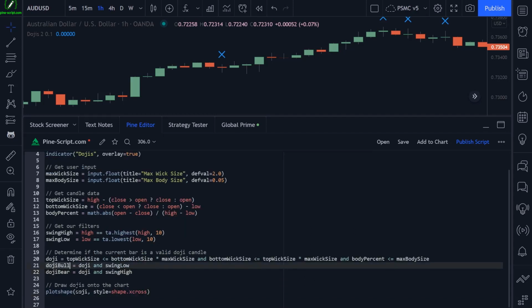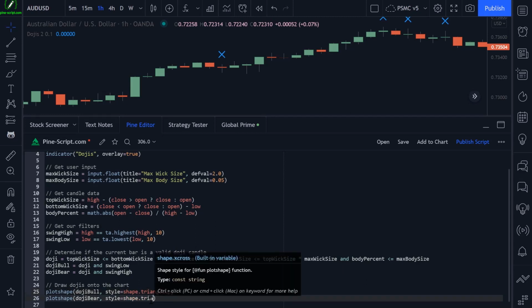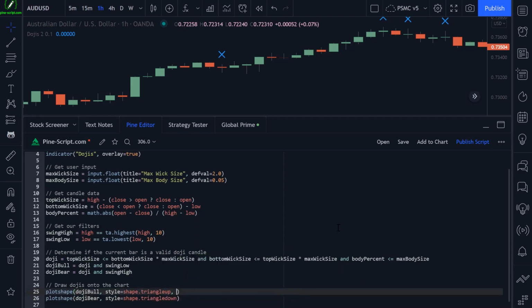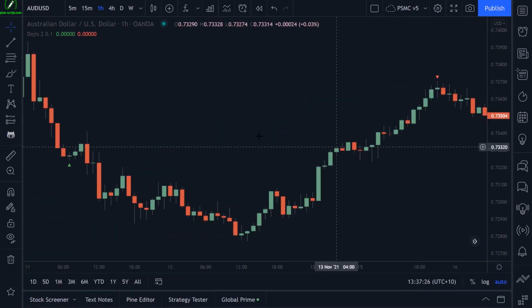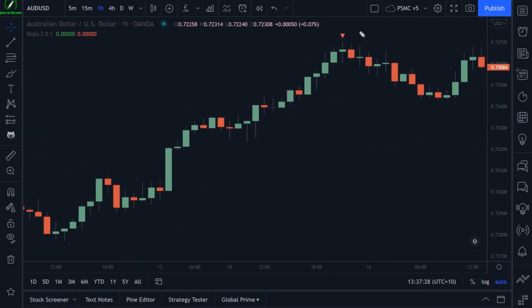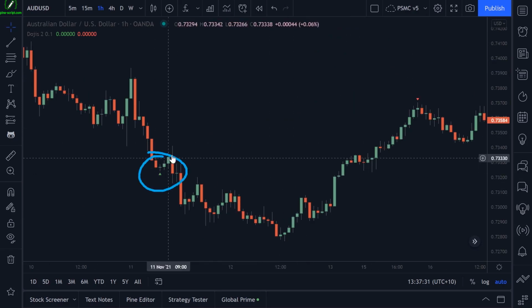Now let's change this plot shape to plot 2 different doji types. We can change doji bull to triangle up and bearish to triangle down. We need to change the location to location dot below bar for bullish patterns and set the color to green, and location to location dot above bar and color to red for bearish dojis. Now let's save the script and see what we get. There we go. So now we are detecting swing high and swing low Doji candles.